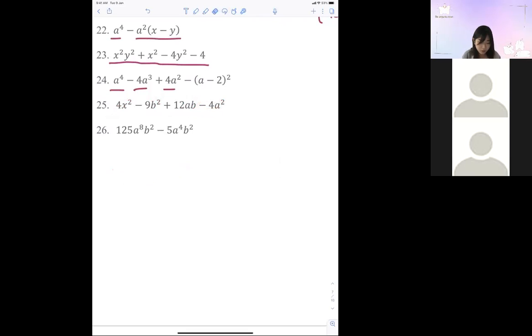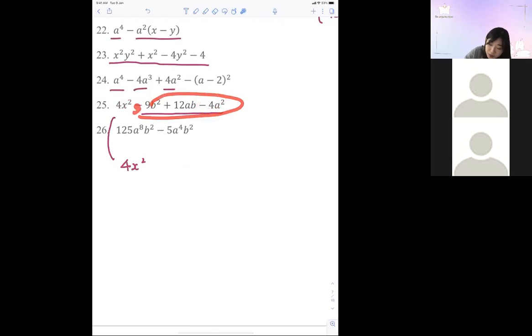The AB square plus 12AB minus 4A squared. Okay, from here, B square, AB, A square. So you got 4x square. Since you spot your quadratic, the first term cannot be minus, so we must factorize out the minus. Negative becomes positive, positive becomes negative.